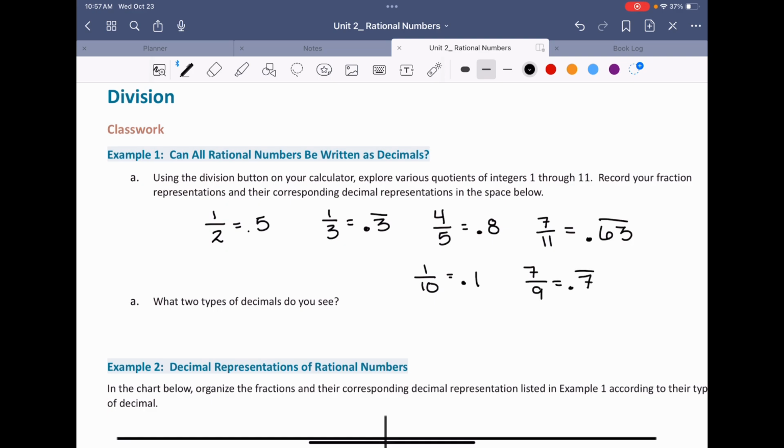What two types of decimals do we see? Well, I see numbers that don't have the little symbol at the top, which means I see numbers that aren't repeating and numbers that are repeating. So repeating, and we call the numbers that don't repeat terminating.